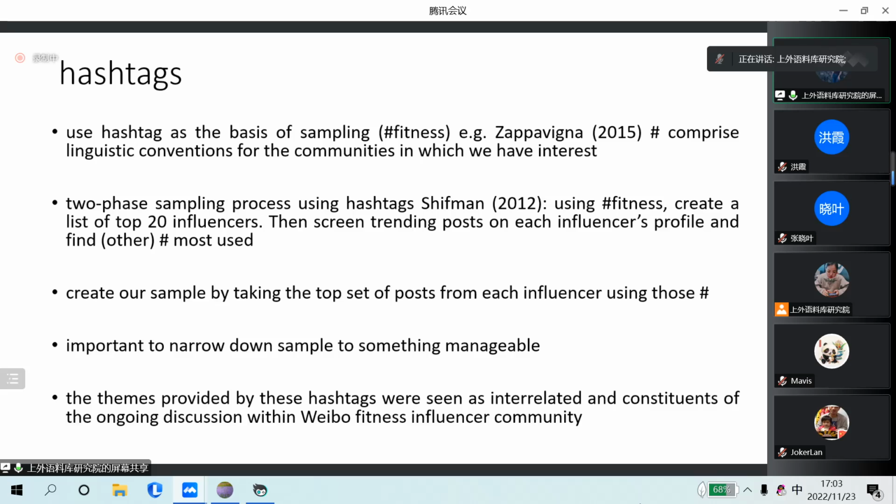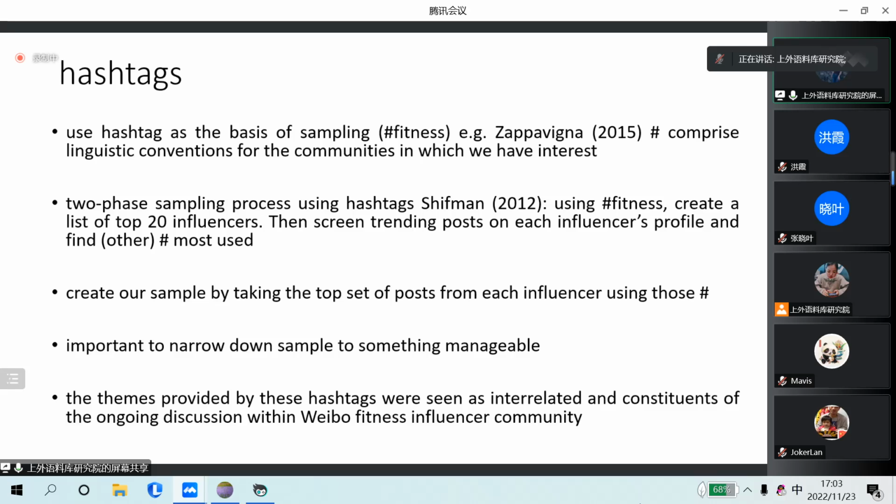Now, hashtags. Zappavigna has said that hashtags can be a really good basis of sampling. So we started off with something really straightforward. Fitness, yeah? For fitness influencers, seems logical. So these hashtags comprise linguistic conventions for the communities in which we have an interest. How do we find more than one? Well, we can see which ones are associated with this.